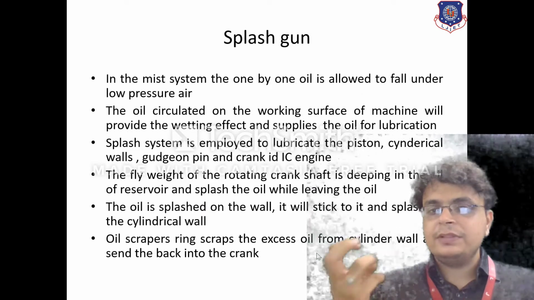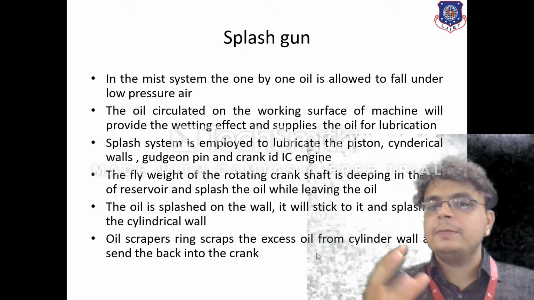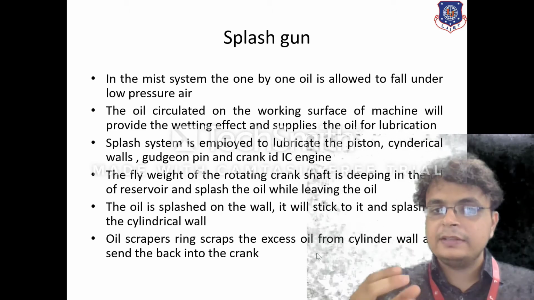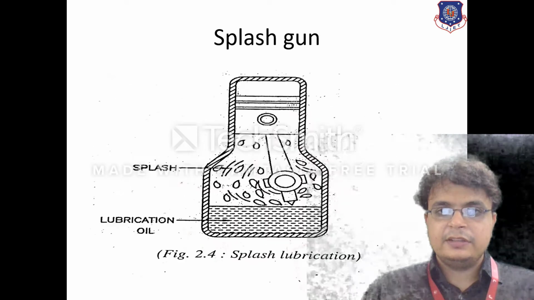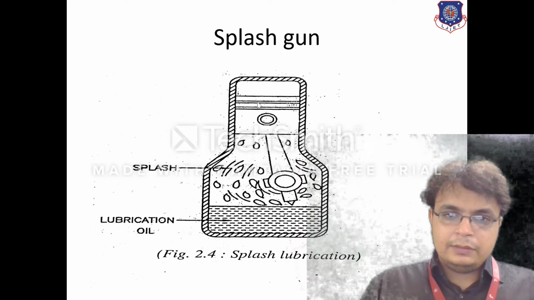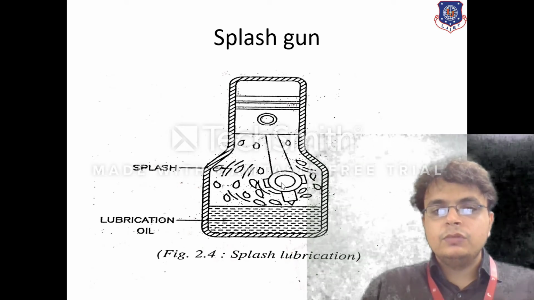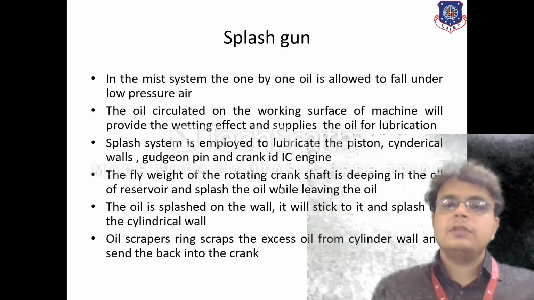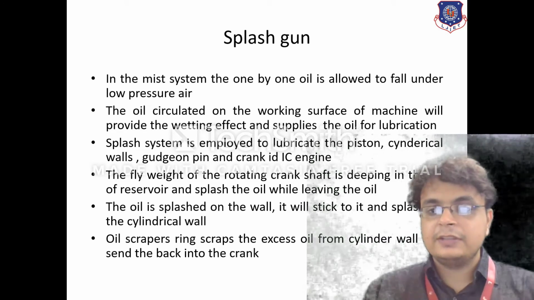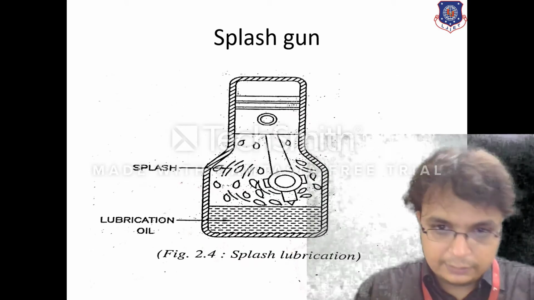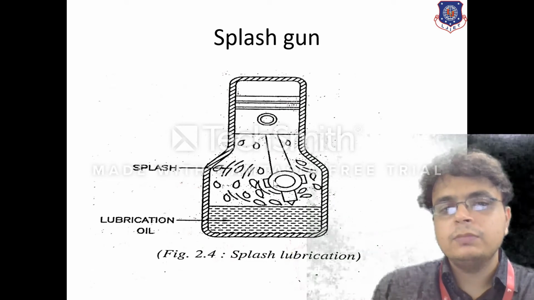Next is the splash system. In this system basically a mist is formed, meaning we make oil droplets, and one by one the oil is allowed to fall under low pressure. So here is the splash gun. The droplets are allowed to fall and circulate. The oil is circulated on the working surface, providing a wetting surface and supplying oil to the friction. The wetting surface moves in a circular motion.